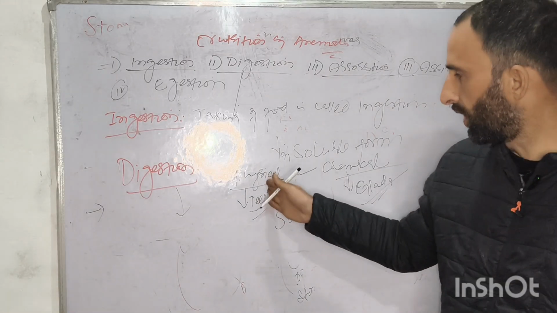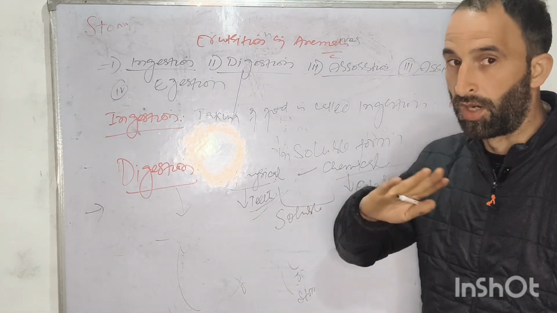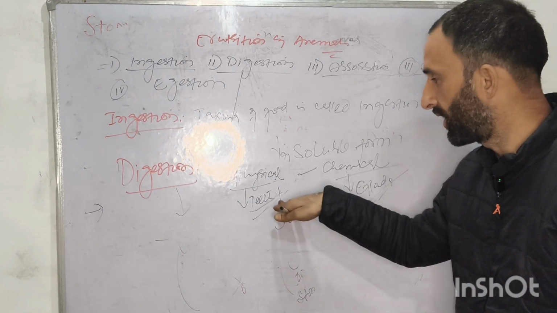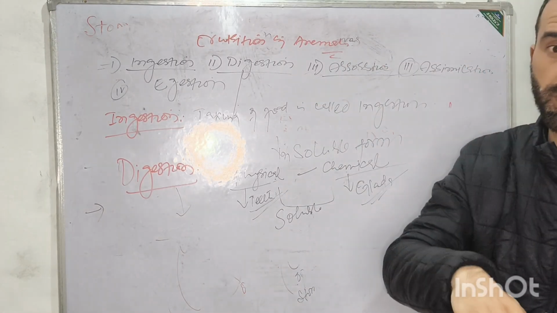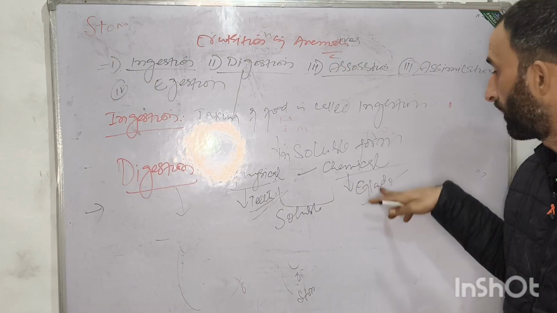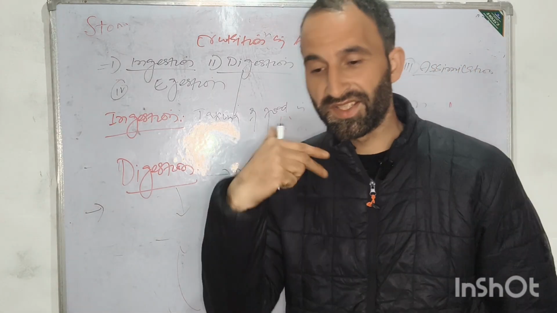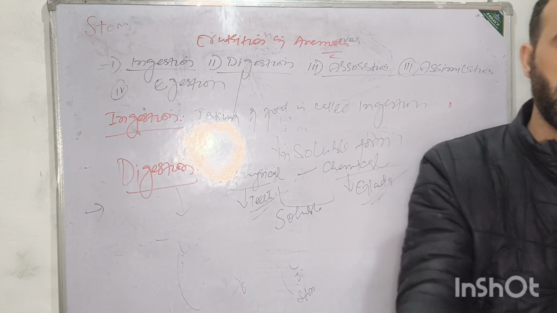And there occur two types of digestion, physical and chemical. Physical digestion means with the help of teeth we grind the food, and chemical digestion is with the help of glands, like the salivary glands present in the mouth. We secrete saliva that contains salivary amylase.